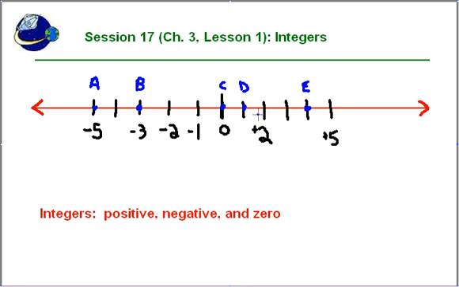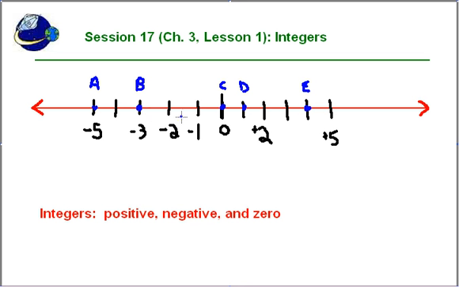And if it helps you to think of temperature, which is warmer, +1 degrees or -3 degrees? Which is greater, +1 degrees or -3 degrees? Well, +1 degrees is greater than -3 degrees.